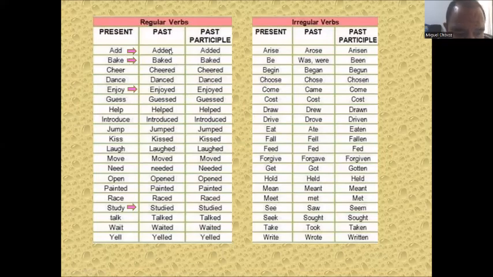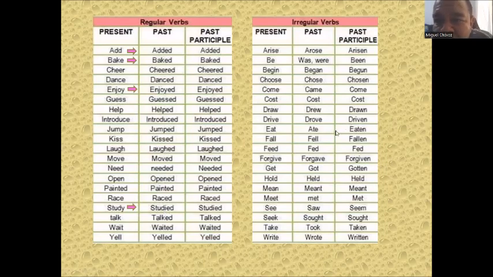Add, added. Okay? But if we have a verb that finishes in y, we need to be careful. Remember that if we have a vowel before y, we add ed. Enjoy, enjoyed. But if we have a consonant before y, we have to change the y for i and add ed. Study, studied.